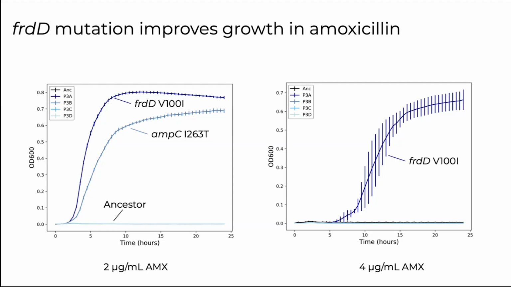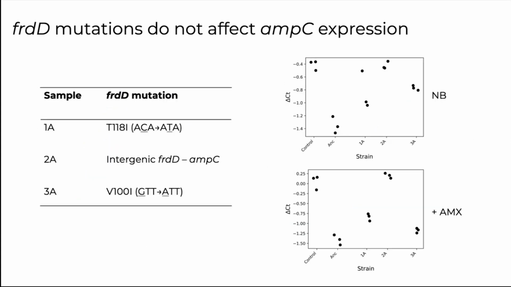And we're then interested, because the frdD gene sits directly upstream of ampC, we wondered whether or not it might be potentially impacting ampC expression, and that's why we're seeing improved growth. So we performed qPCR of our 2 evolved strains that have our frdD mutation, that's 1A and 3A in the table on the left, and then in our 2A, which is our intergenic SNP as well.